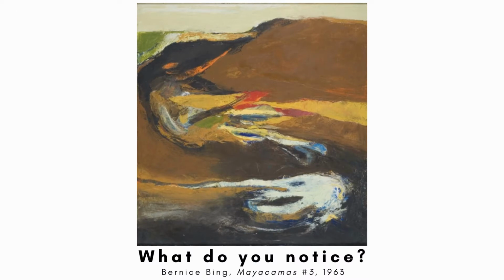Let's take a look at some of Bernice Bing's paintings. What do you notice about this artwork of hers? What colors do you see? What kinds of lines and brushstrokes did Bernice use? What shapes can you find? What feeling does this painting give you? Happy, sad, nervous, excited, or something totally different? Do you think this painting is showing or representing an object, thing, or place?